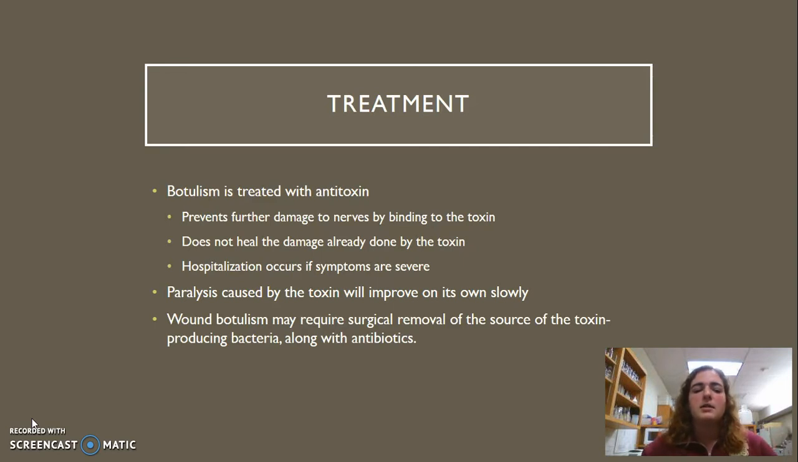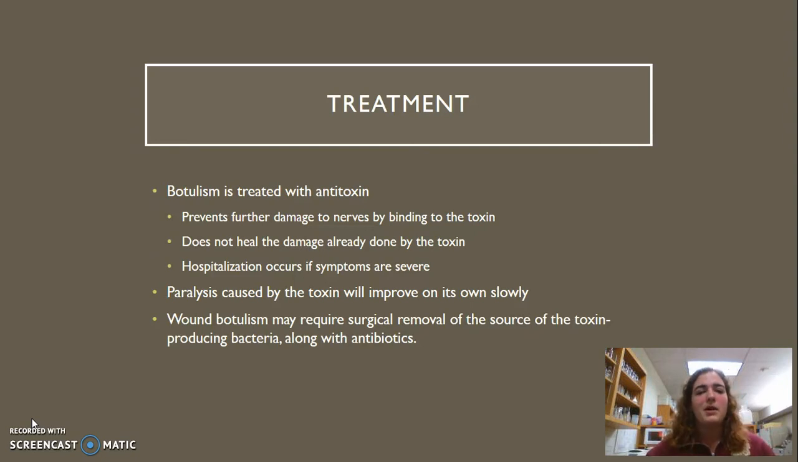by that toxin. And so if paralysis has already occurred, or specifically respiratory paralysis, hospitalization might occur if these are severe symptoms. The paralysis luckily will improve on its own after quite a long period, because once the toxin starts disassociating with the nerves, nerve function can be regained, but it takes a very long time for this to occur, but it will improve on its own.